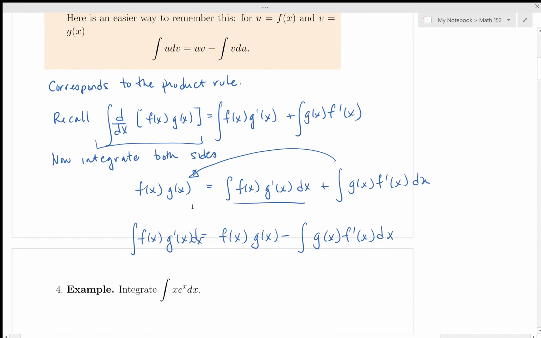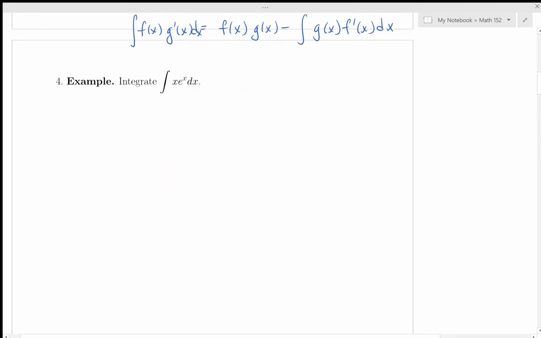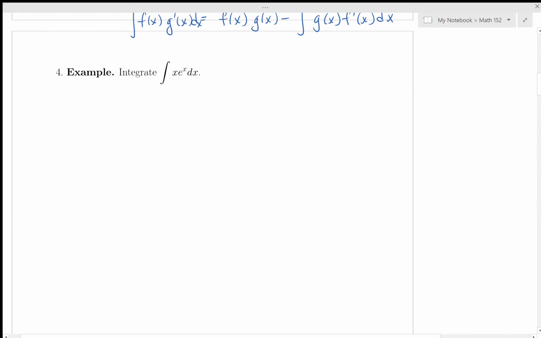So it's easy to see that the integration by parts formula applies, and that it's legal to use it, and it just corresponds to the product rule. Okay, let's see how to do this in practice. So let's start with the example we had on the previous page.